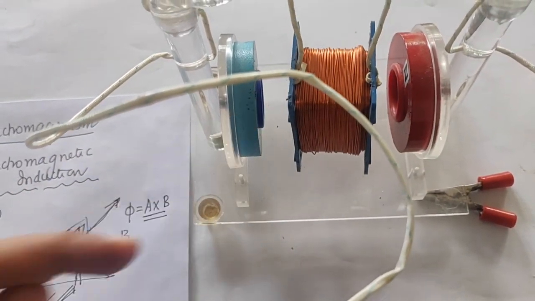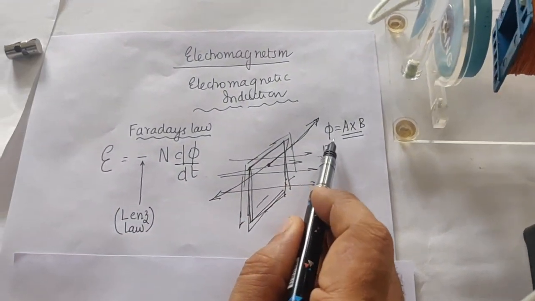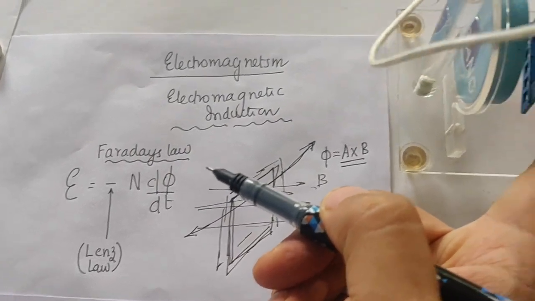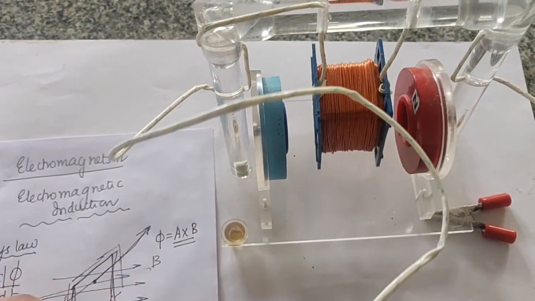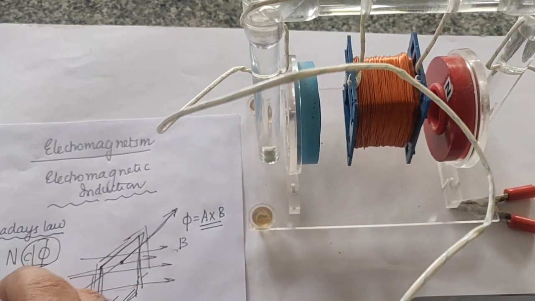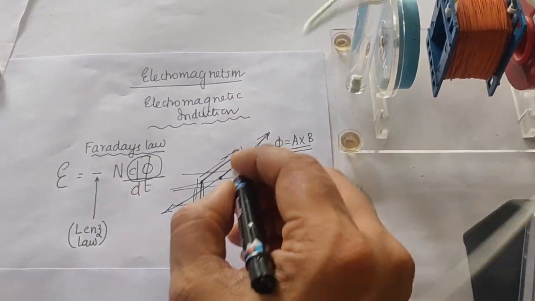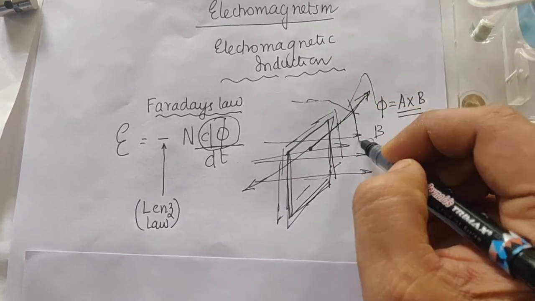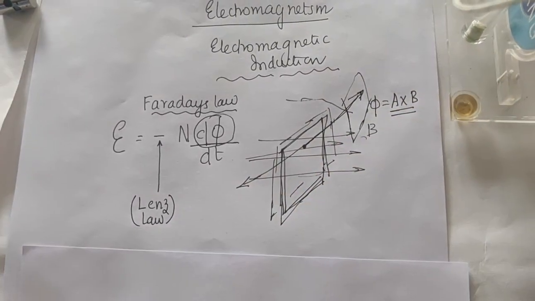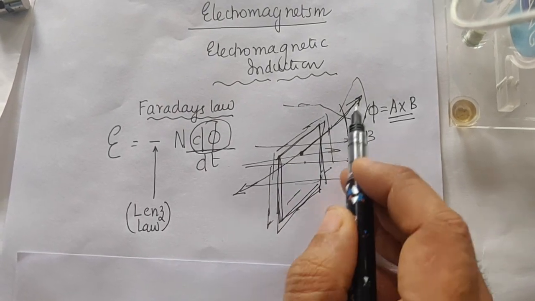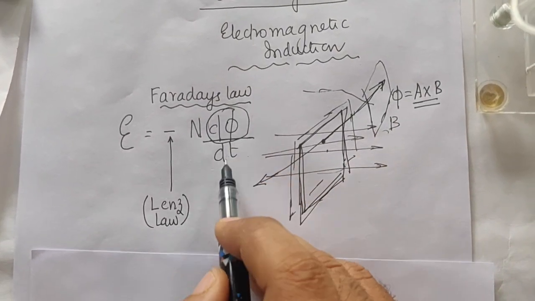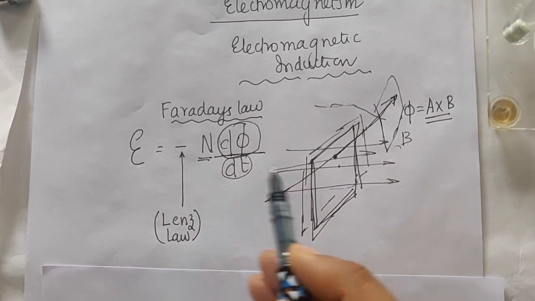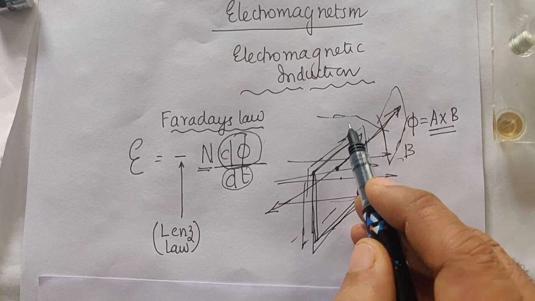As I move this core outside, there is a change in the flux, because at this position the flux is less than here. So d phi is the change, and dt is how fast you're doing it. And N is the number of coils which are wound around this core, right?